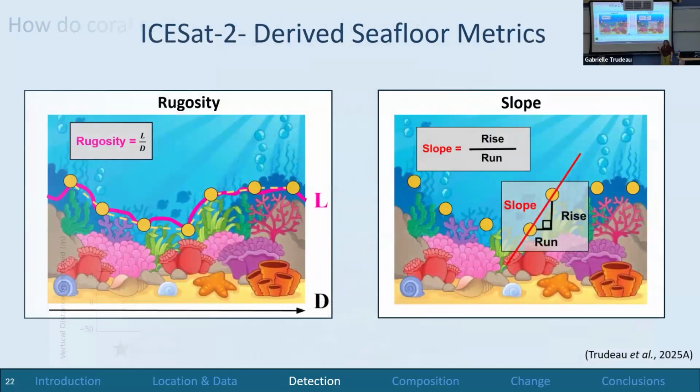ICESat-2 data in its natural state is essentially XYZ coordinates. So in order to use it for a coral reef related purpose, I've had to be a little creative. And so I've developed two different metrics, rugosity and slope. Rugosity is a surface roughness measurement.